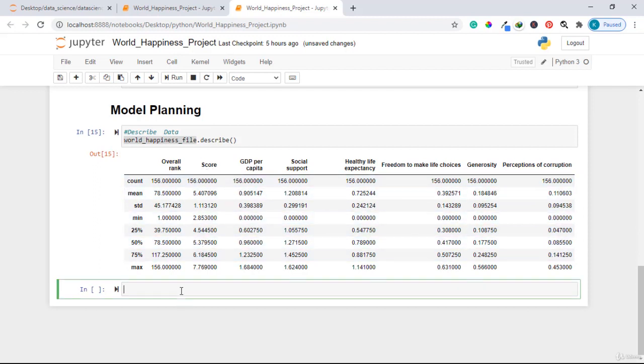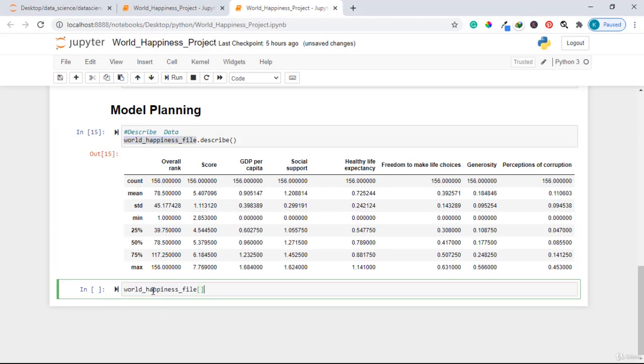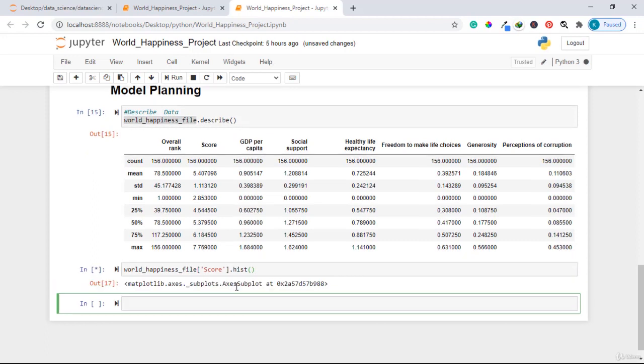So the way we'll draw a histogram, if you can remember, we just copy this guy right here and paste him here, and we use curly braces. Now we are going to start with the histogram for the score. Make sure you put it in quotes like so, and you just put dot hist and your rounded bracket, and then you run your code.